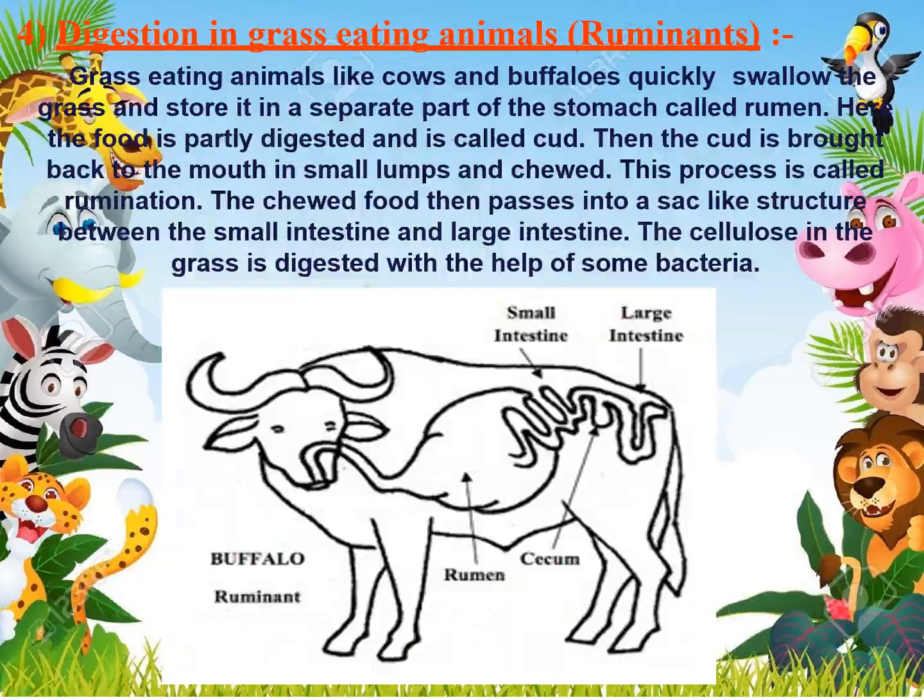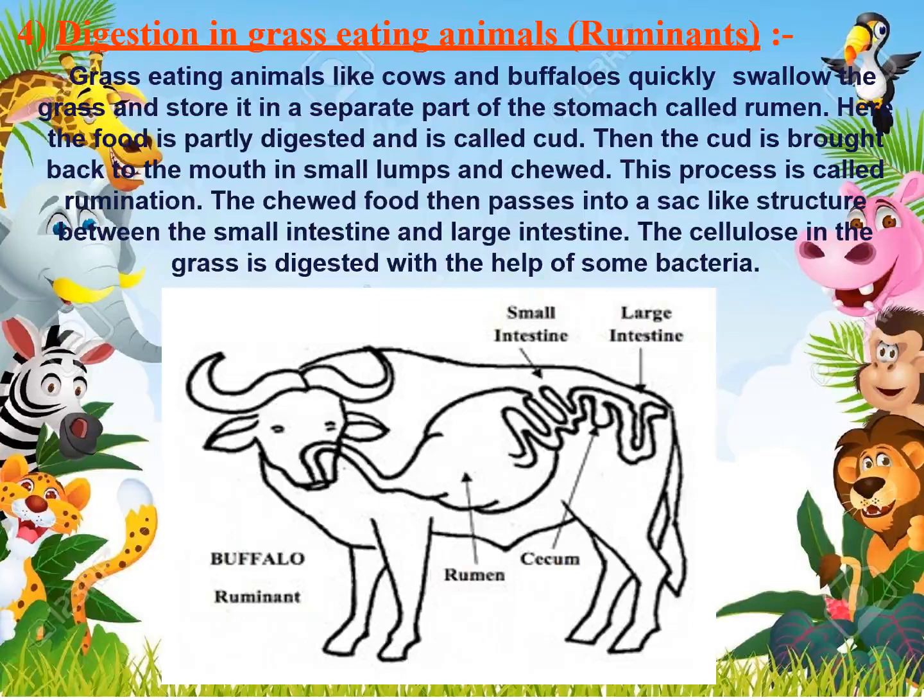Now the next one, that is a picture showing ruminants. What are ruminants? Grass-eating animals like cow, buffaloes, goat, sheep, deer. They are called ruminants because their stomach is also known as the rumen, and it has 4 chambers as you see in the picture.